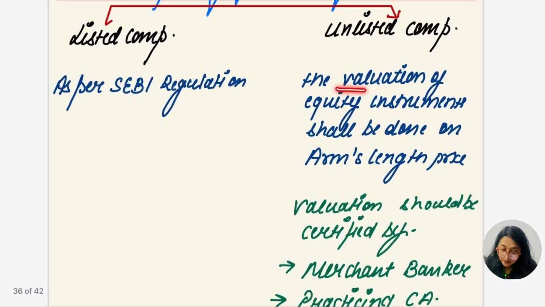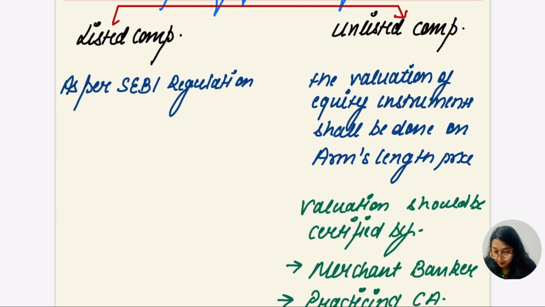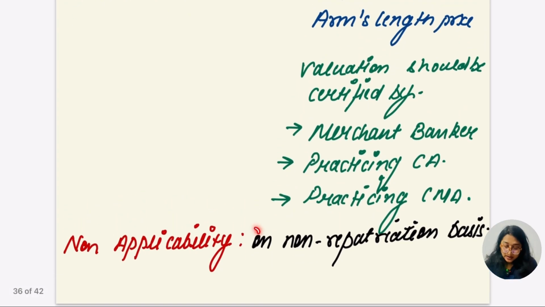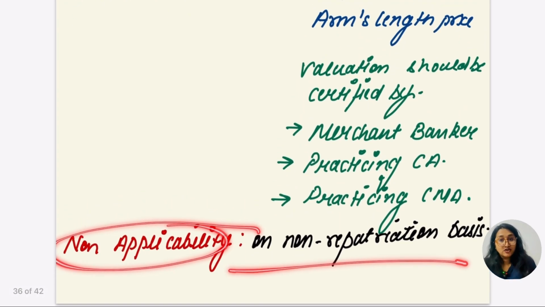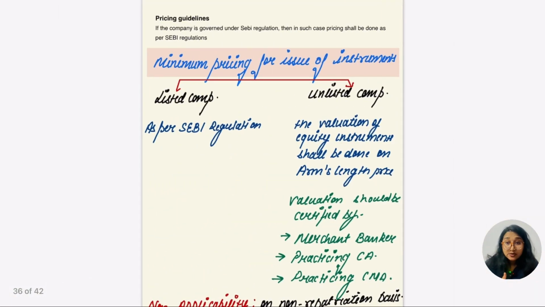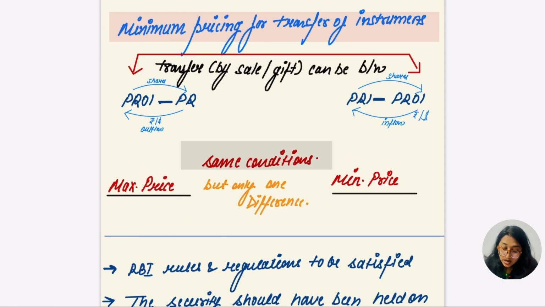The valuation of the equity instrument shall be done on the basis of arm's length price, where the valuation is done by a merchant banker, a practicing CA, or a practicing CMA. This is not applicable in the case of non-repatriation basis. The first point I have covered is minimum pricing for the issue of instrument. Now I am going to cover the transfer of instrument. What is the pricing here?